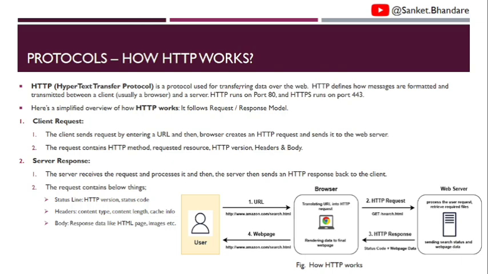And to transfer data over the web, we make use of HTTP protocol, and it runs on port 80, and the secure version of HTTP runs on port 443. So here is a simplified overview of how HTTP works, and it follows request response model. So first thing is client request. So client sends a request by entering URL in the browser, and it creates an HTTP request and sends it to the web server. So in our OSI model example, we have seen that user enters a URL in browser, and browser is responsible for translating that URL into HTTP request. Then further, that HTTP request is sent to the web server.